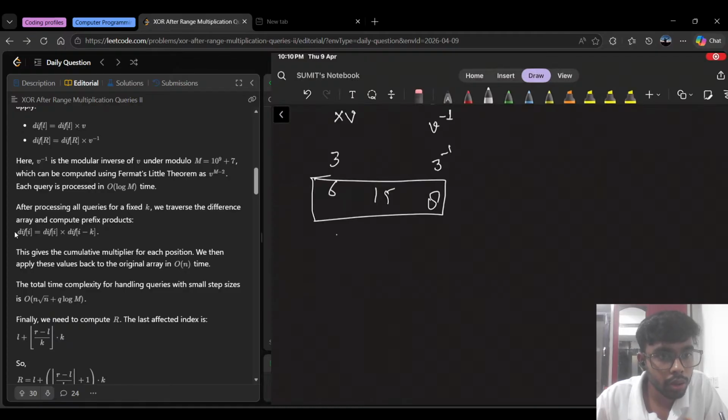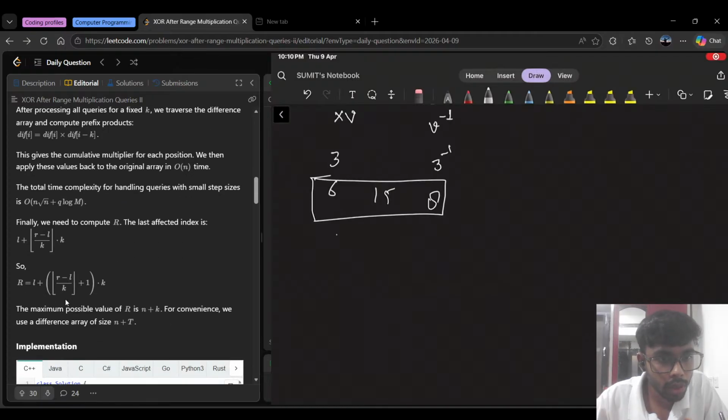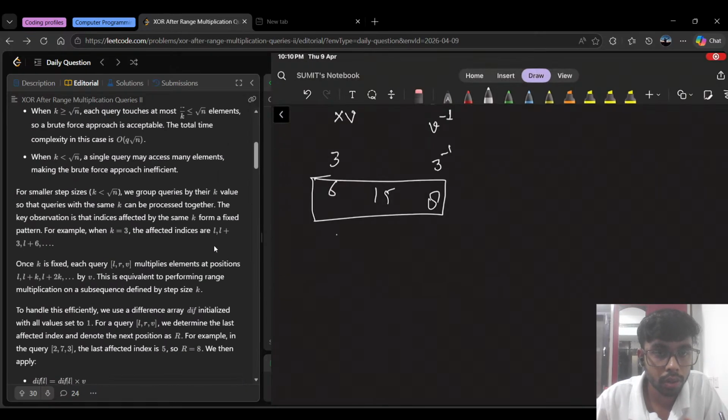This is the multiplier which we got, and we have to use it. The maximum possible value of R is n plus k. For convenience, we use a difference array of size n plus t.